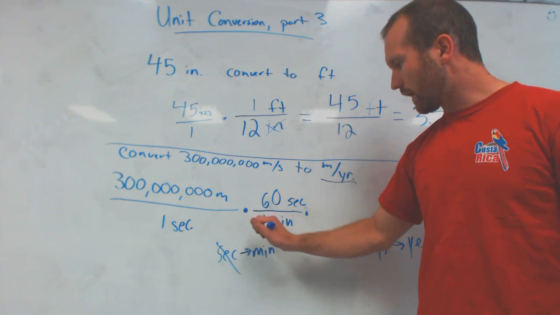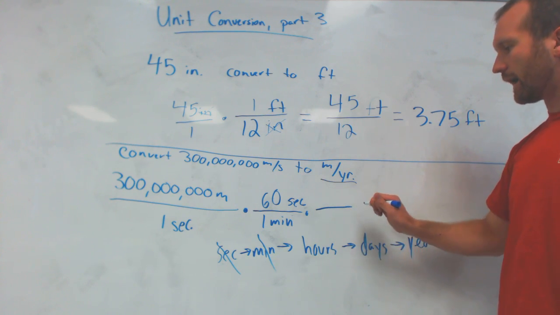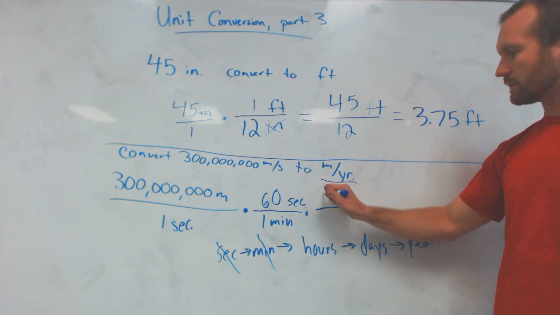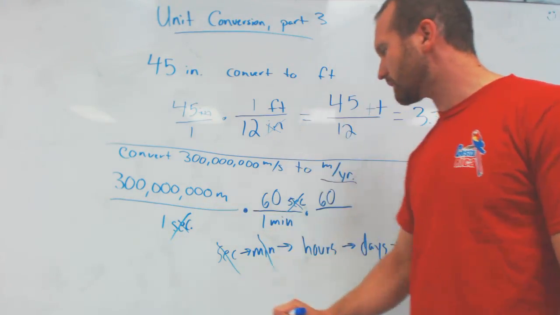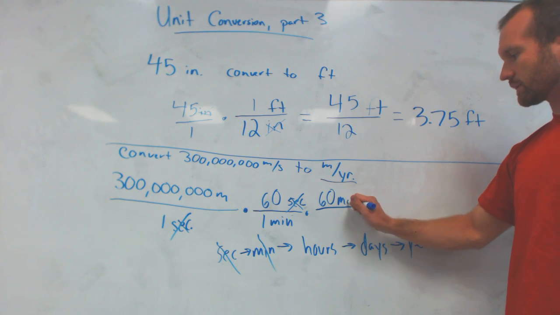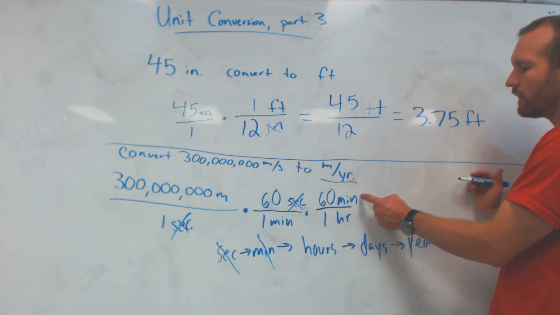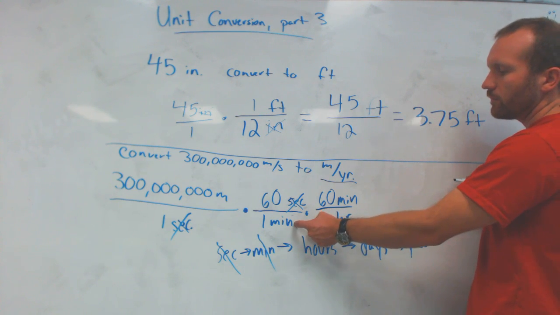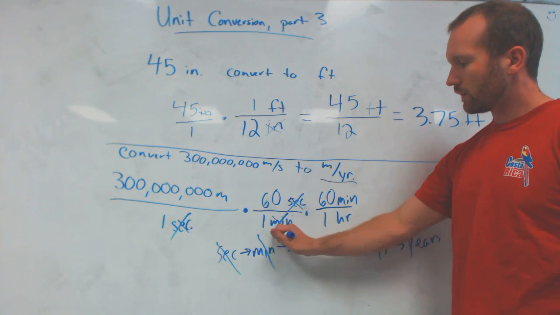Now, I want to go from minutes to hours. So minutes to hours. I can cross off my seconds. 60 minutes in 1 hour. Again, I put it like this because I need minutes in both the bottom and the top for it to cancel. Right?